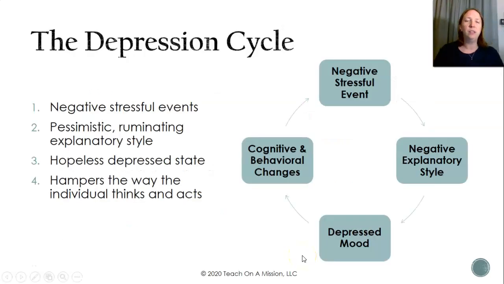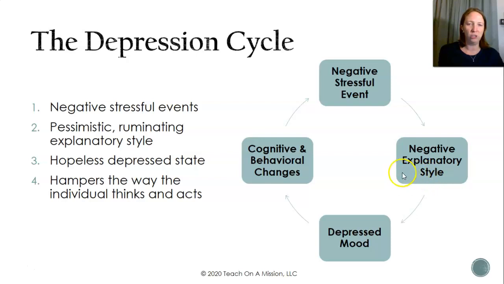For someone experiencing depression or a depressive episode, they are likely to fall into this depression cycle. Now the hard part, I'm going to list them in this order just for the sake of your notes, but really a person could fall into this cycle at any stage here. So someone might experience a negative stressful event, and then they might fall into a pessimistic ruminating explanatory style, or in other words, their thinking is really negative.